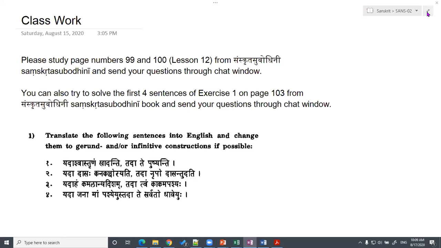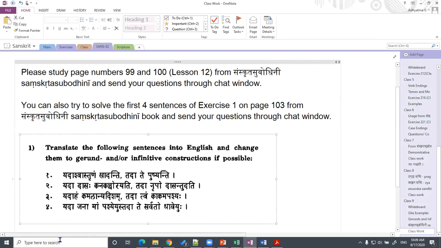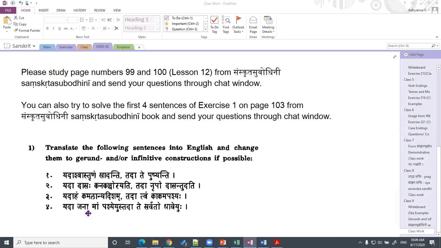There is a question: does it become Drushtva in number 4? Yada jana mam pashyeyuhu tadaste sarvato dhaveyuhu. Yes, it will become Drushtva. That is correct. In the sentence number 4 of the exercise, that's what the question is asking.